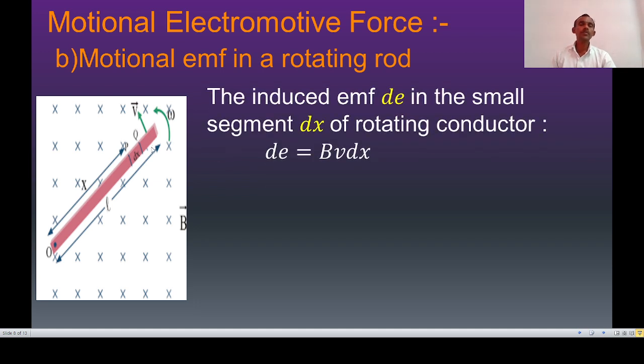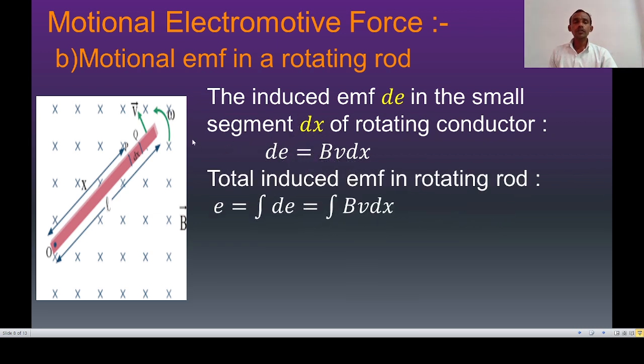The induced EMF de in that small segment dx of this rotating conductor is given by de is equal to B V dx. This is from the translatory motion, that is, EMF in a translational motion. There we took de is equal to B V L, here the L is the length of that segment, dx, so we write the small EMF, that is de is equal to B V into dx.